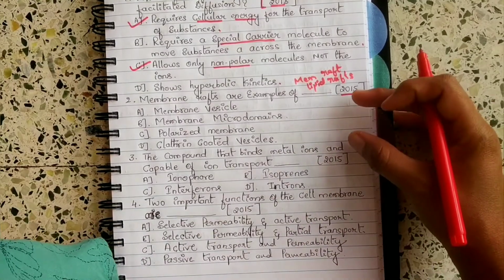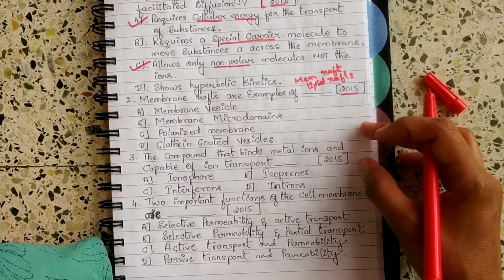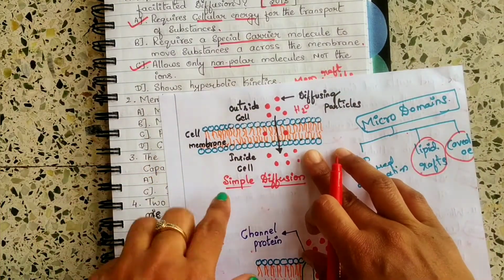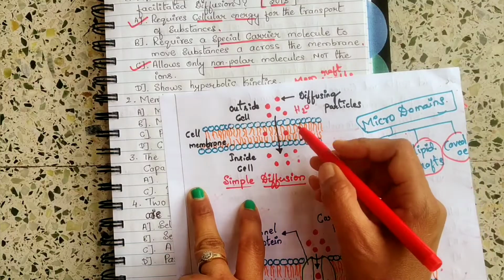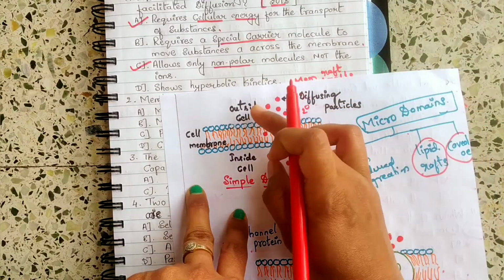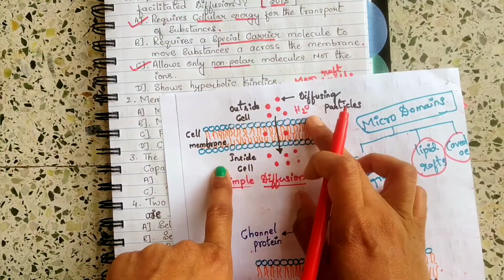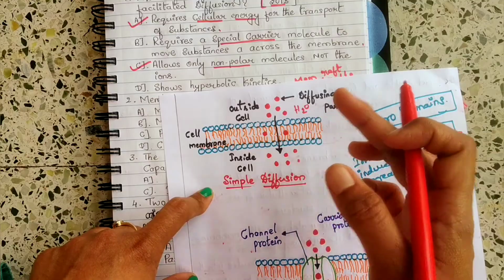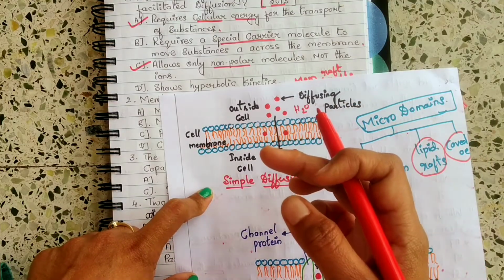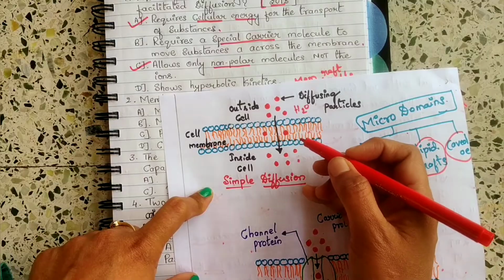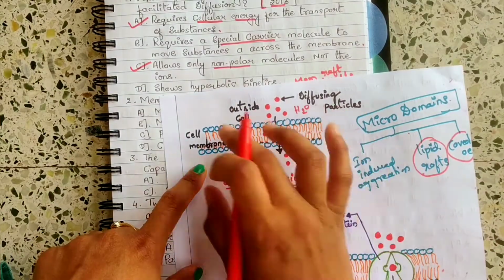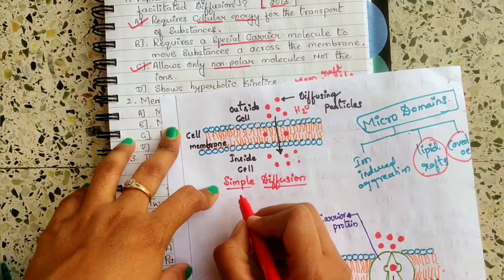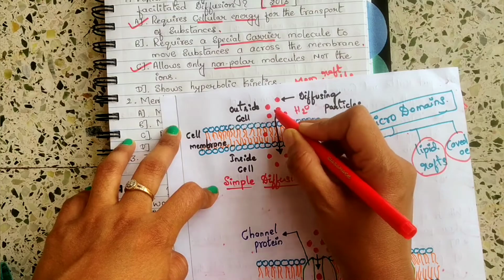So to help you understand, I have drawn the diagram here. Sorry, I forgot to show this. Now I am showing simple diffusion. This is the cell membrane, this is outside the cell and this is inside the cell, and the cell membrane is composed of many kinds of molecules like sphingolipids, glycosphingolipids, phospholipids, gangliosides, carbohydrates, and proteins. Fats, lipids, everything will be present in the cell membrane. So it is not homogeneous, it is heterogeneous.